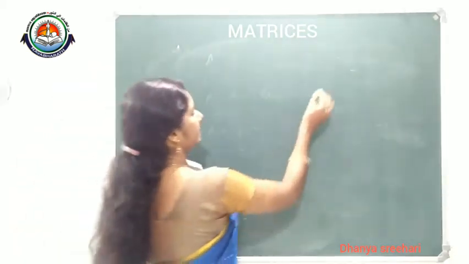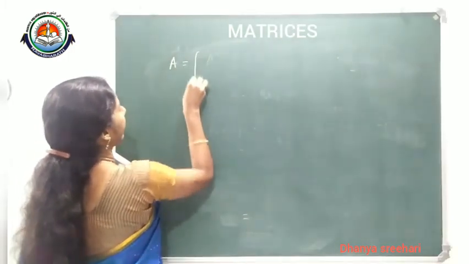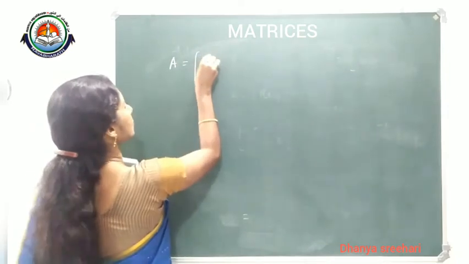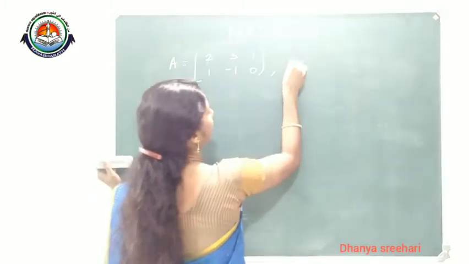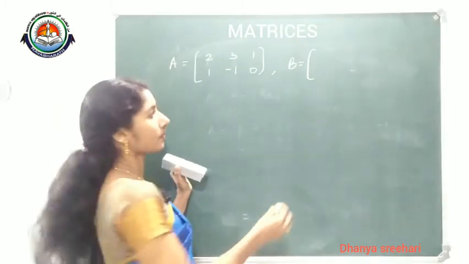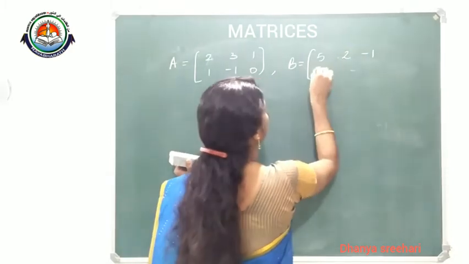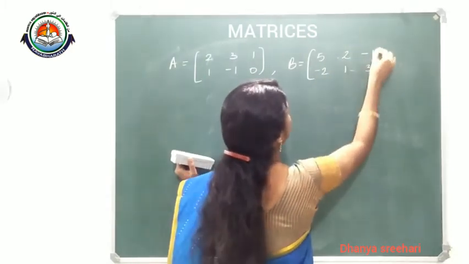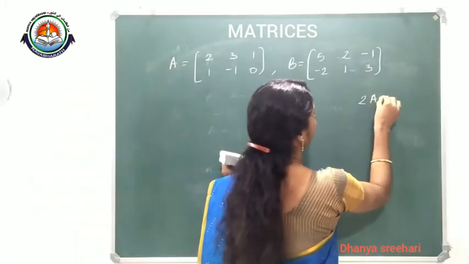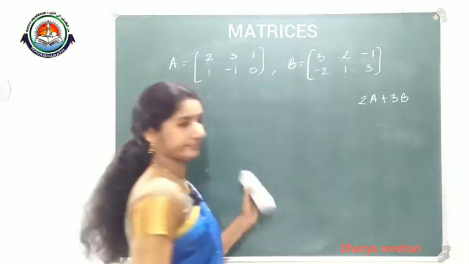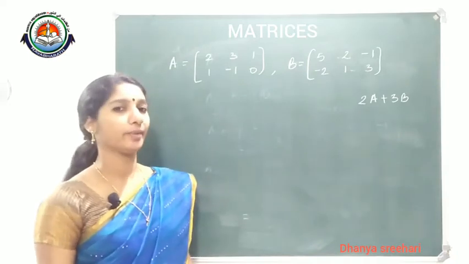One question is given like this. We need to find, it is given matrix A is equal to matrix 2, 3, 1, 1, minus 1, 0 and matrix B is equal to 5, 2, minus 1, minus 2, 1, 3. We need to find matrix 2A plus 3B. Find 2A plus 3B. 2 into matrix A plus 3 into matrix B.